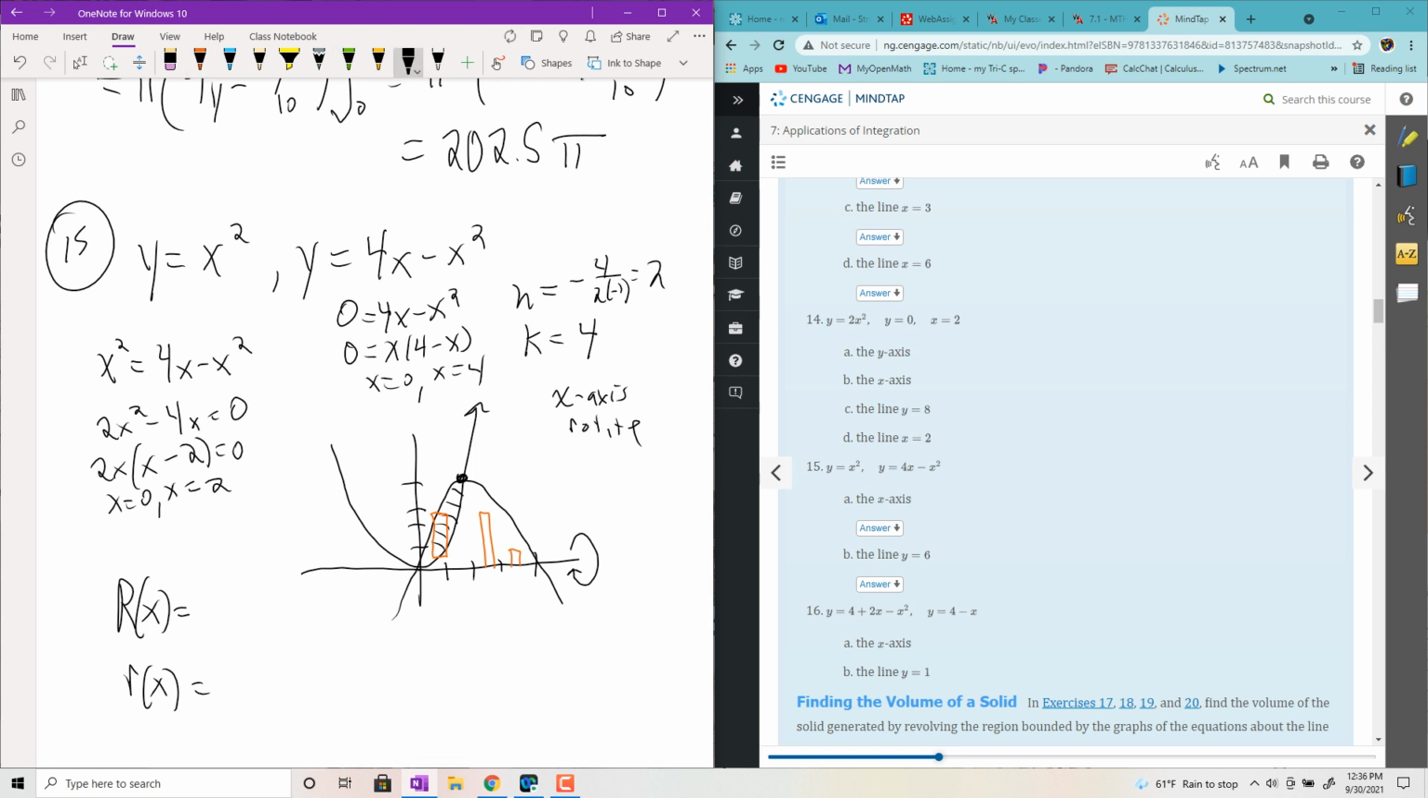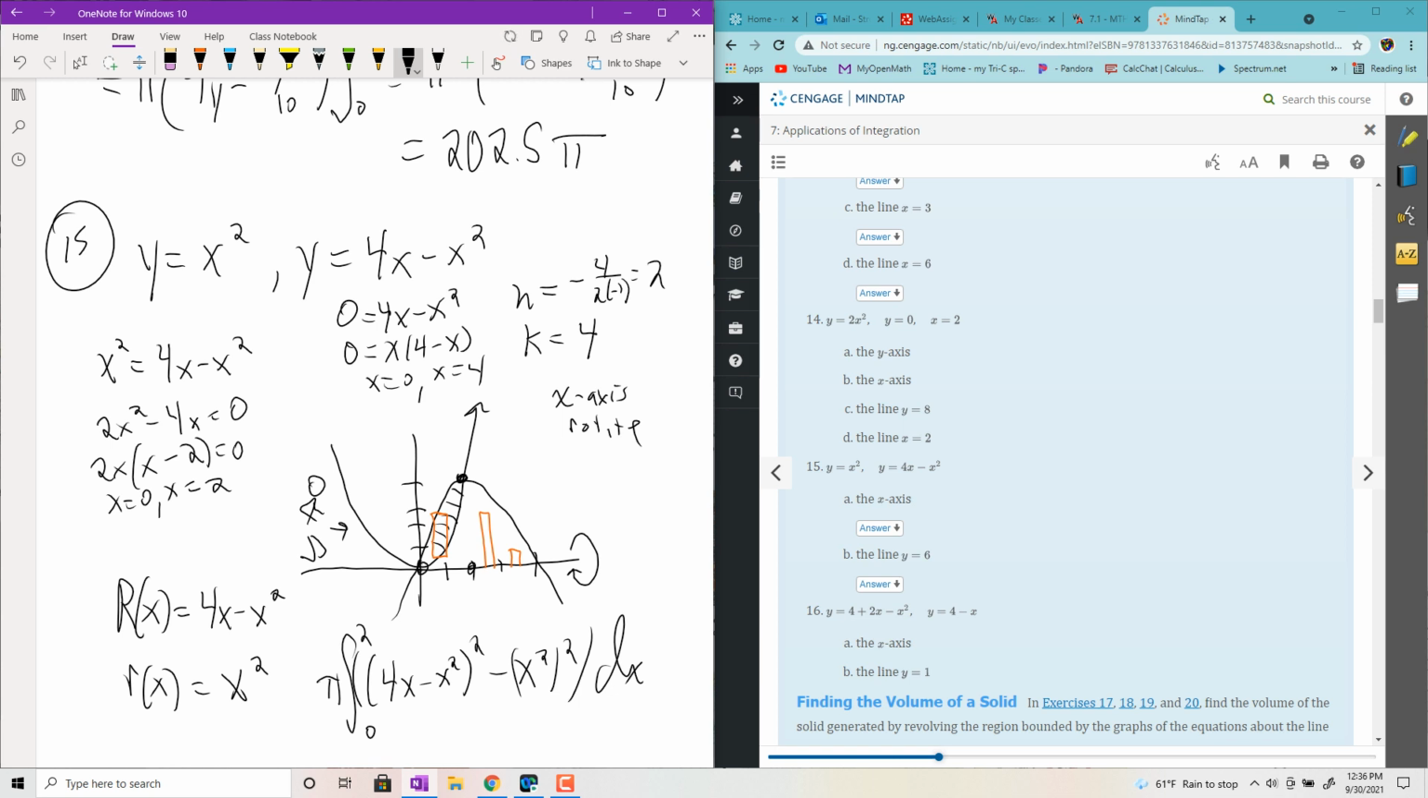So the distance to the top of the rectangle is going to be this 4x minus x squared. The distance to the bottom of the rectangle is just going to be x squared. So my integral is going to be going from, and here's my Riemann man, he's going to be running from 0 to 2. We need a pi in front, and then we have big R of x, 4x minus x squared, squared, minus x squared, squared, dx.